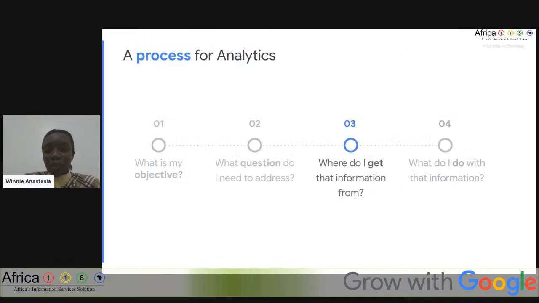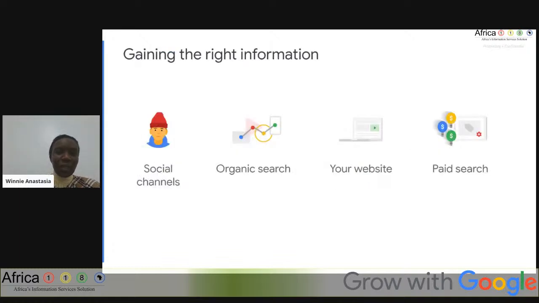So our next process will be, where do I get that information from? So which tools are available to me that I can use to get that information? So the right information you can be able to get maybe using social channels. You could also do organic search. You could find the information from your own website if you had one. And lastly, you could also be able to find the information on paid search.